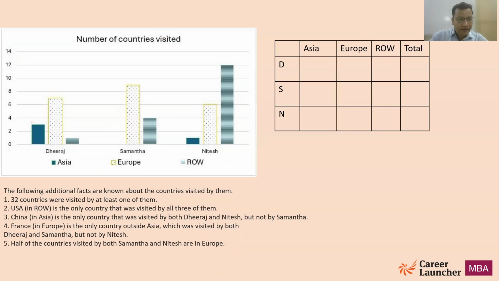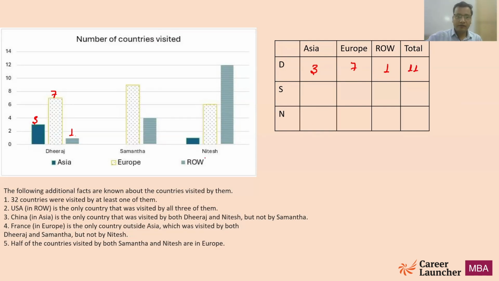Now, from here, I can say Dheeraj has traveled 3 countries in Asia, 7 in Europe, and 1 in the rest of the world. So I can say the total number of different countries visited by Dheeraj is 7 plus 3 plus 1, which equals 11. So there is a total of 11 countries visited by Dheeraj.